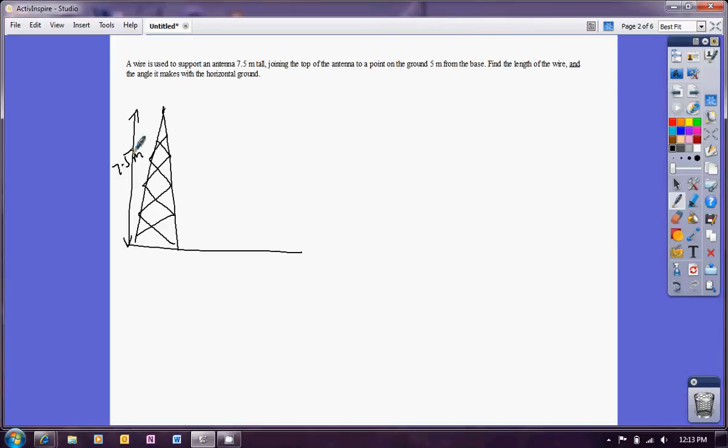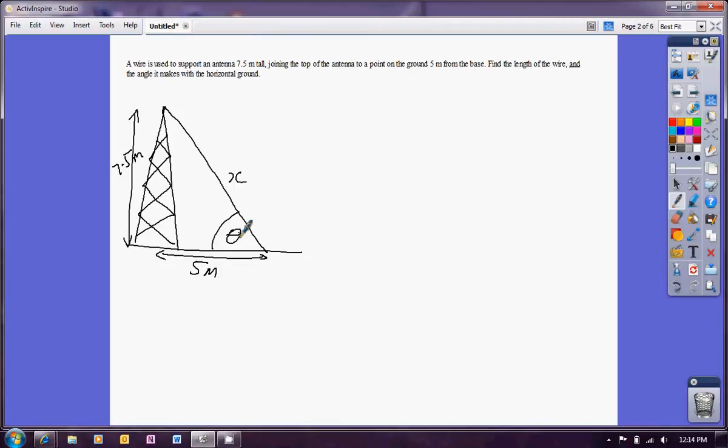We're told that there's a wire connecting the top of the aerial to the ground to support it, and the wire connects at a distance which is 5 metres from the base of the aerial. We need to find the length of the wire and the angle that that aerial makes with the ground.